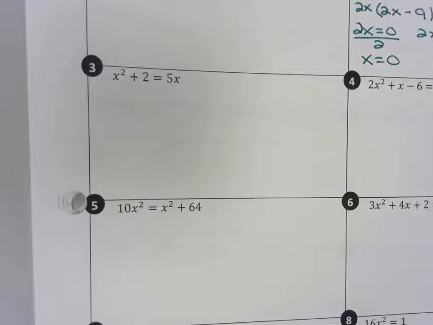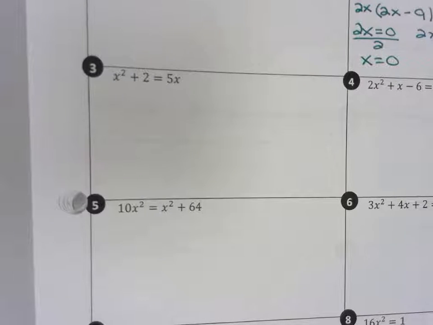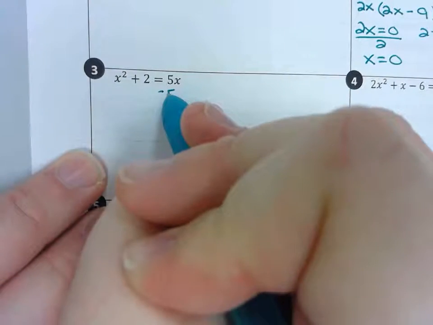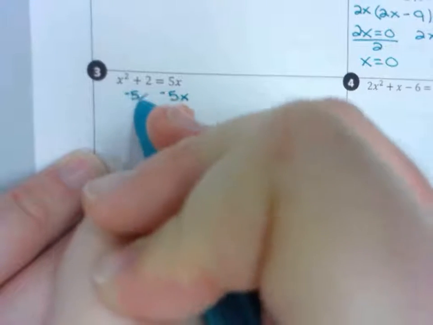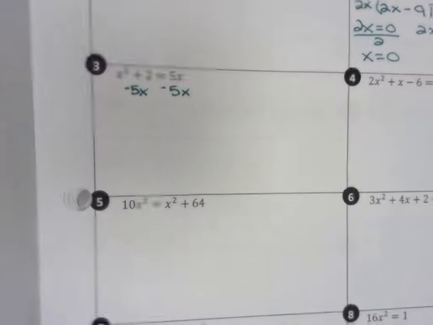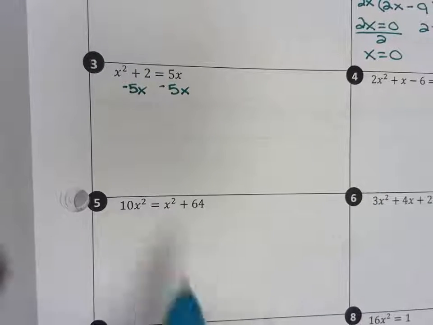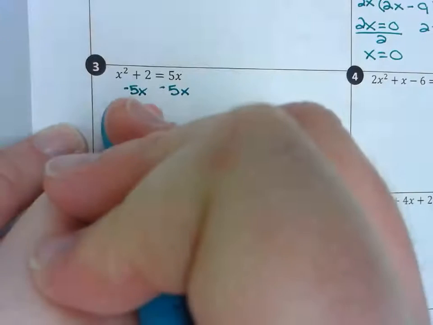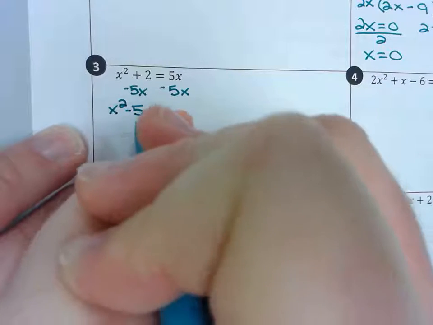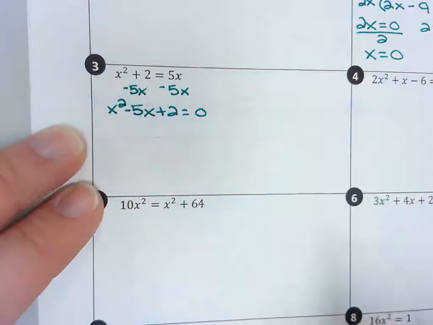If I look at number 3, first thing, either way, whether I factor or do the quadratic formula, I always have to get it equal to what? 0. So how am I going to get this equal to 0? Subtract 5x. I'm going to put that in the middle over on the left because there's no other x to combine it with. If I put it in the middle, what form do I always want to get the left side in? Standard. So x squared minus 5x plus 2 equals 0.